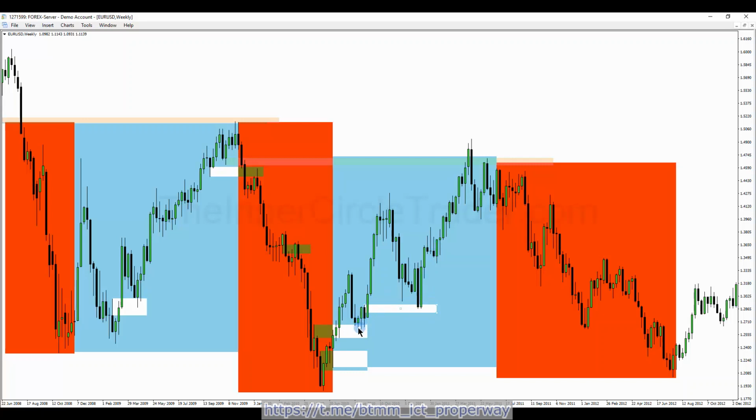Now, when we've seen buying down here, or would expect buying in here, the reasonable expectation would be to see price trade up to this up candle first. That's your first objective.